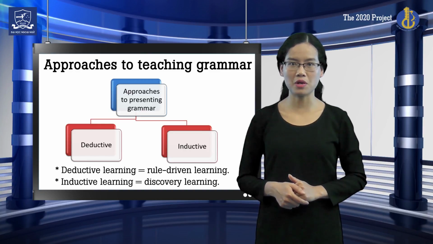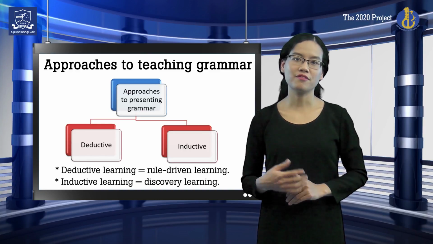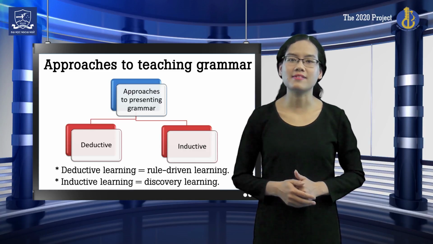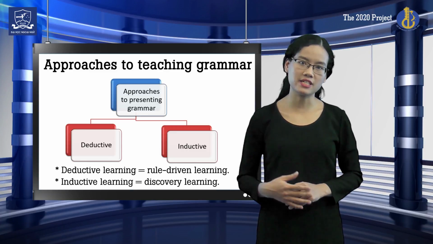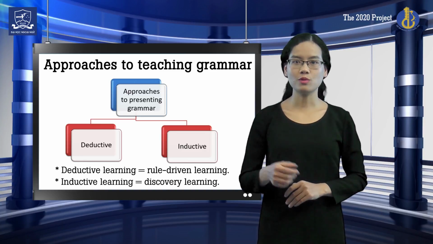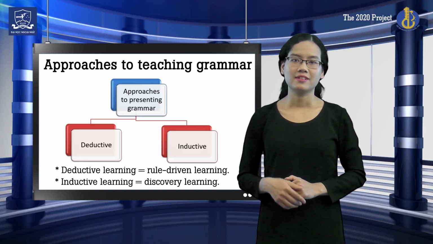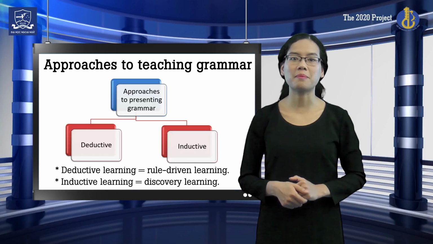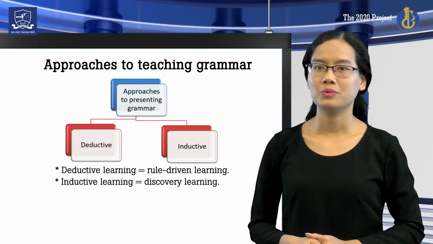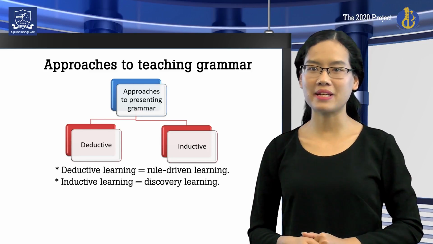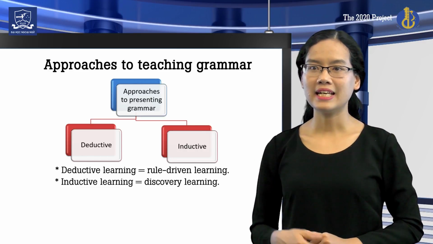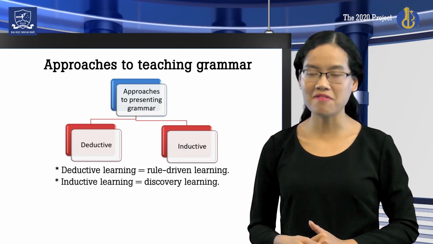Meanwhile, the inductive approach starts with some examples from which a rule is inferred. For example, in your class, you tell about your last vacation in which you use a lot of simple past tense. So, students understand that simple past tense is to talk about things happening in the past. To sum up, we can say that deductive learning means learning from rules, or rule-driven learning. Inductive learning means discovery learning.